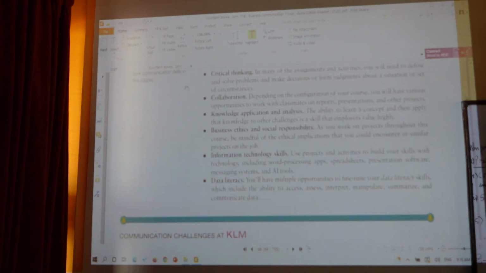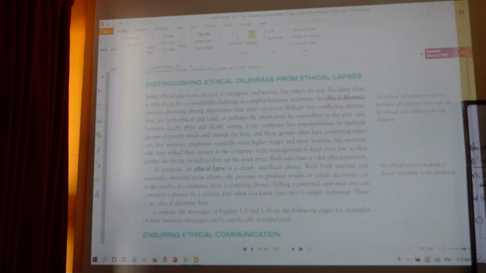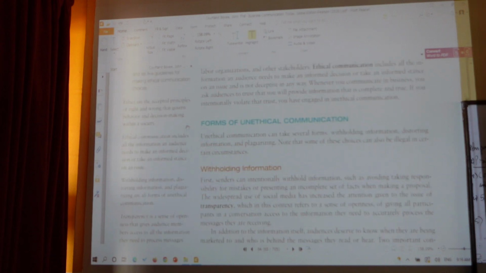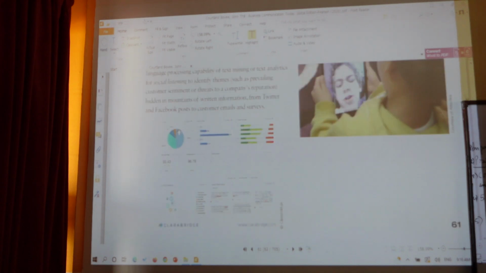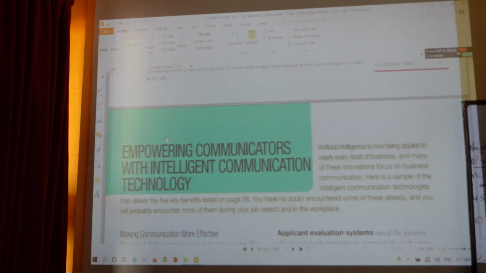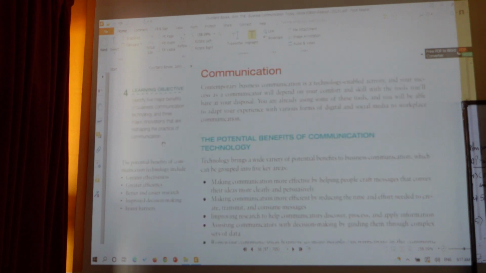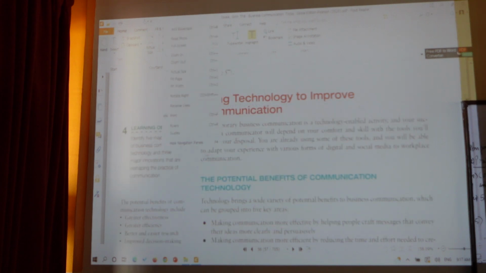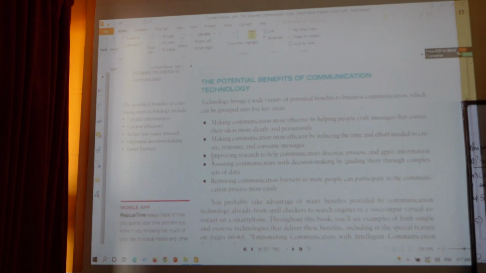Okay, now let's check what is learning objective 5. 5 was presented by Sajina. Let's check what is in 4. Okay, using technology to improve communication. Let's have a quick reading. Like when we use technology, the benefit is that communication is more effective with technology, right? It is more efficient, right?